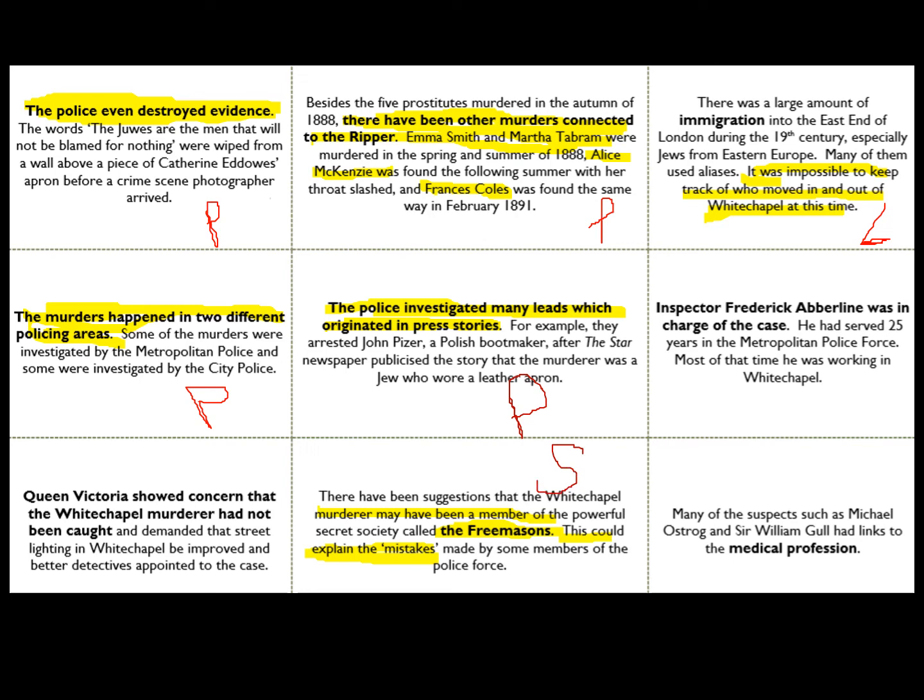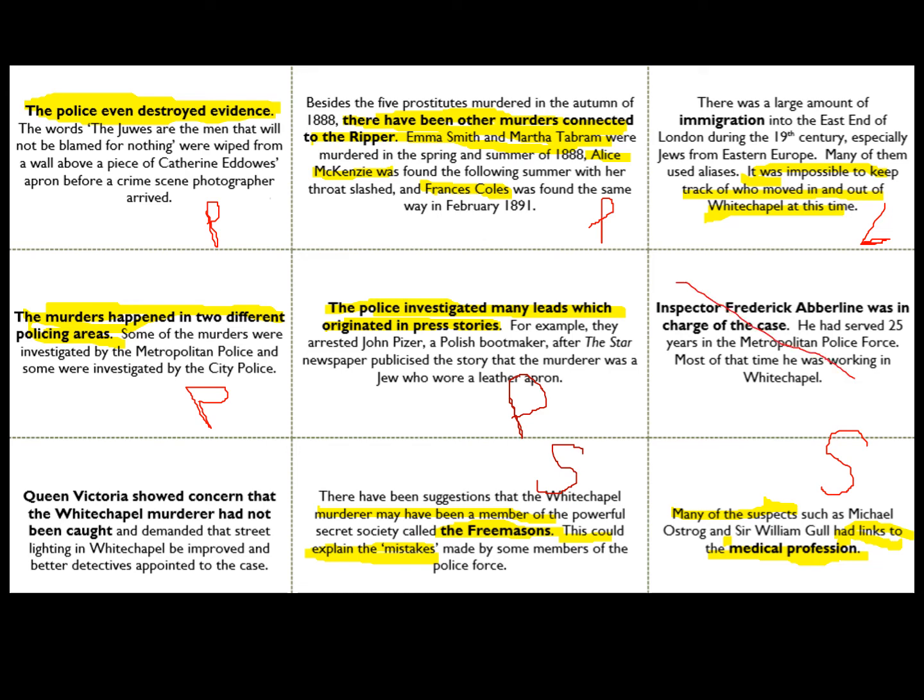Our next card then says many of the suspects, such as Michael Ostrog and Sir William Gull, had links to the medical profession. So again, it's difficult to know who exactly it could be because there's lots of different doctors and things around. So for skills of the murderer, many of the suspects had links to the medical profession, so it was really difficult to know if they had the right person or not. So very difficult to then catch them. For this one, this would be a skills by the murderer bit here.